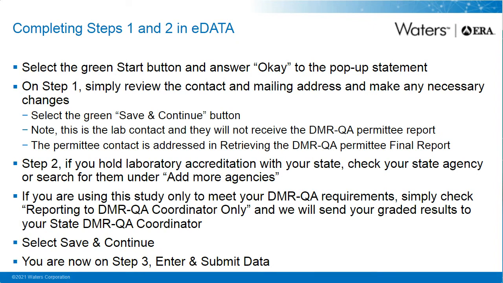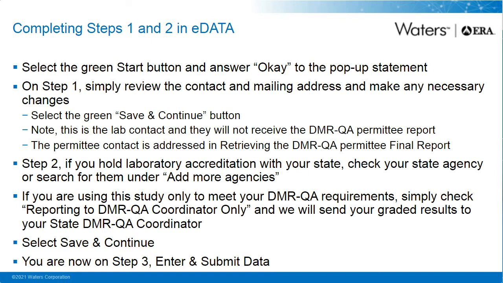Now you're on to step 2, called Select Agencies and Add Third Parties. If you hold laboratory accreditation with your state, you check the box next to your state, or you can search for them under Add More Agencies. Please note though, only a few states allow the use of the DMR-QA study for lab accreditation. Most would require a WP study instead. So if you're running the DMR-QA 41 study, you may not see your state listed, and that's okay because most permittees are actually just using this study to meet their federal DMR-QA requirements.